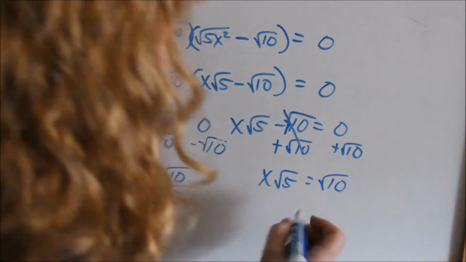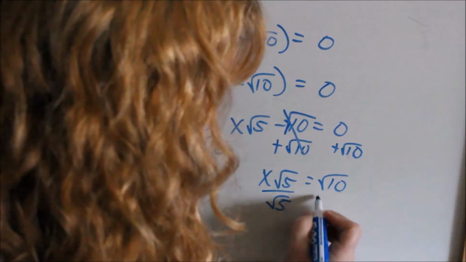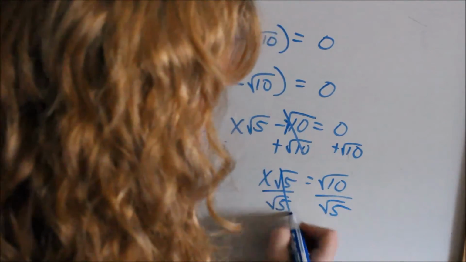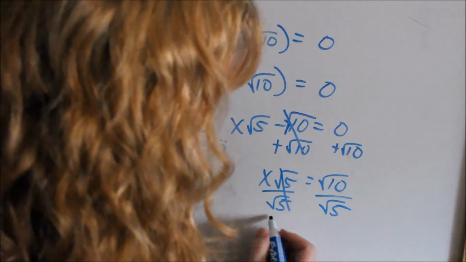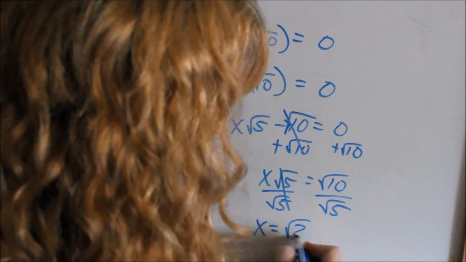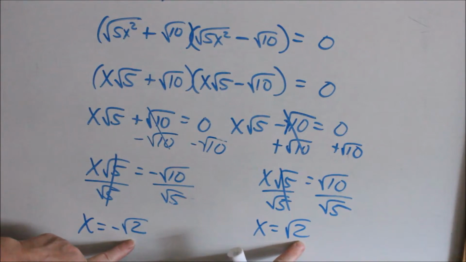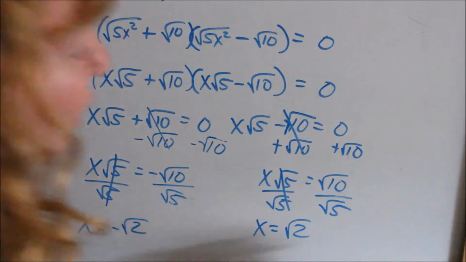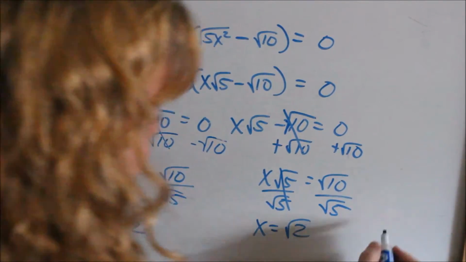How do I get rid of this? Divide it away. That goes away. Square root of 10 divided by square root of 5 is a positive square root of 2. Do you see our solutions are the same except one's a positive, one's a negative? You can just write it like this.